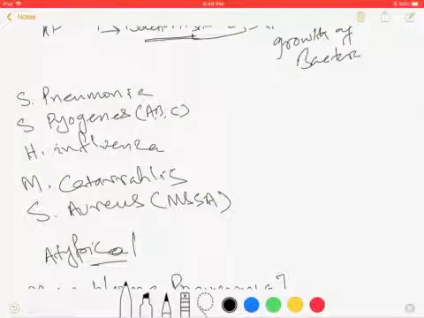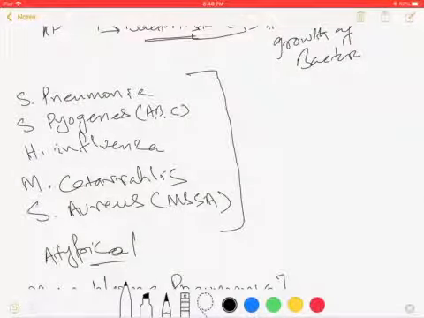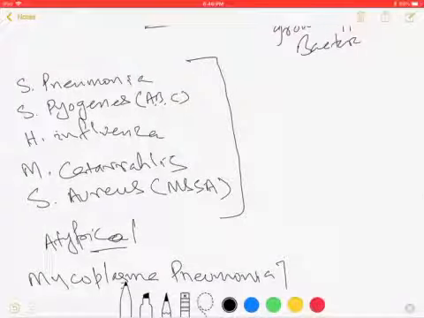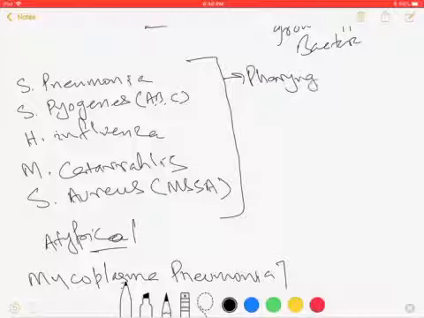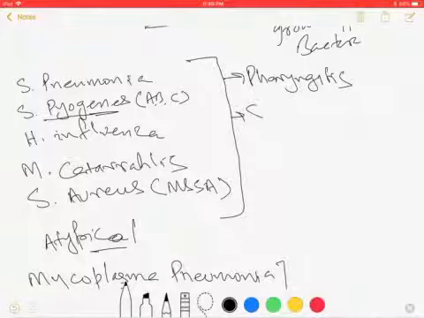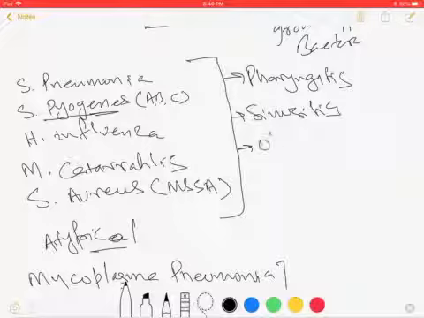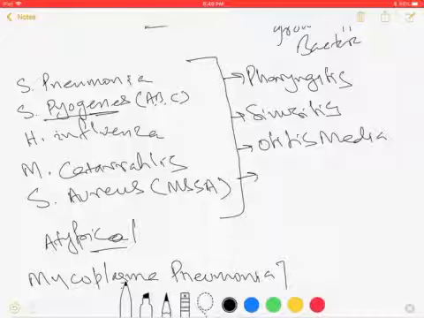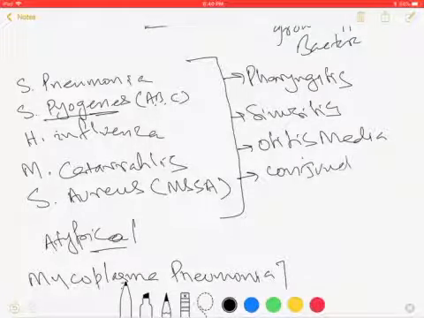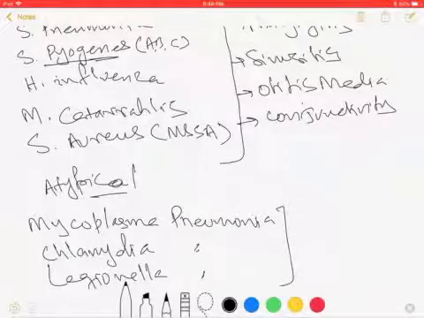So what are these bacteria? What are the diseases that are caused? Most of these bacteria cause either upper respiratory infection or lower respiratory infection. So most of these bacteria cause your pharyngitis, but most common is the strep pharyngitis, this one, sinusitis, otitis media, conjunctivitis, and then the lower respiratory tract infection, that's your pneumonia.